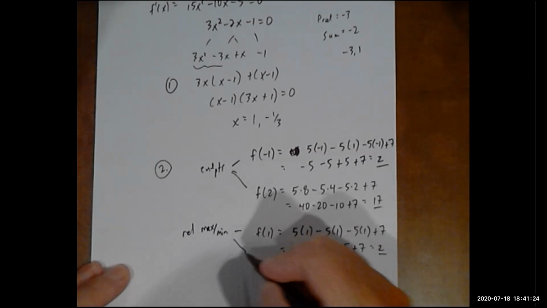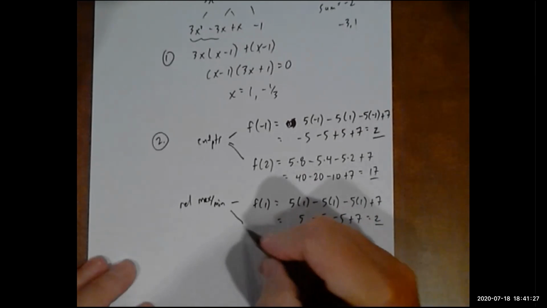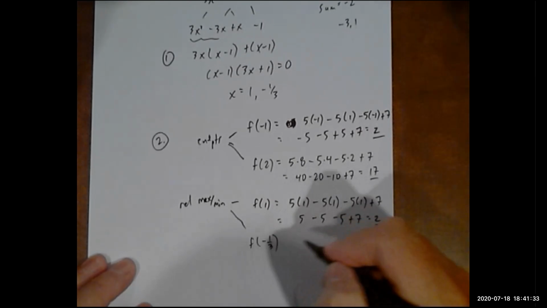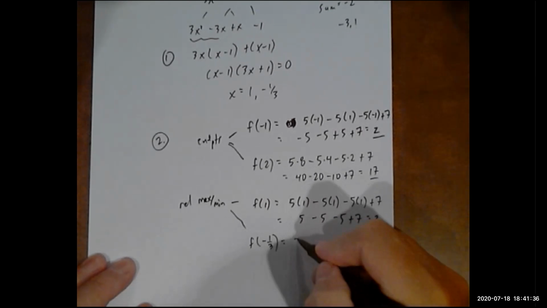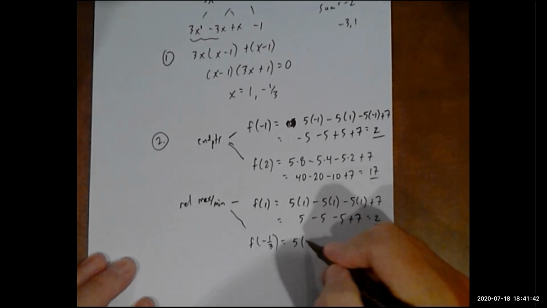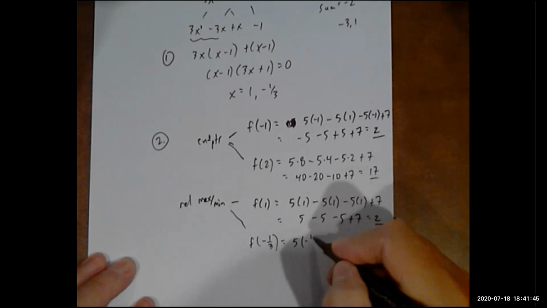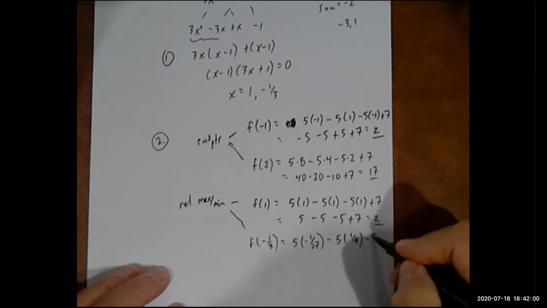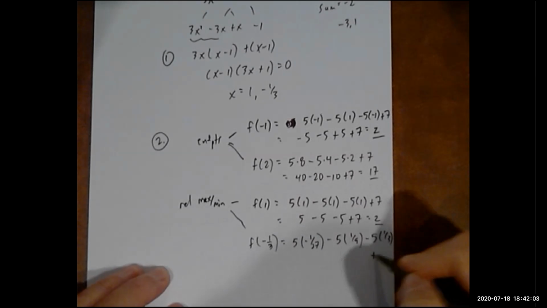Now, I also need to do the other max or min, which is going to be sort of a pain because it's -1/3. It's going to be a fraction. So 5 times -1/3 cubed. -1/3 cubed is -1/27. -1/3 squared is 1/9, minus 5 times -1/3 plus 7. This is getting very messy.